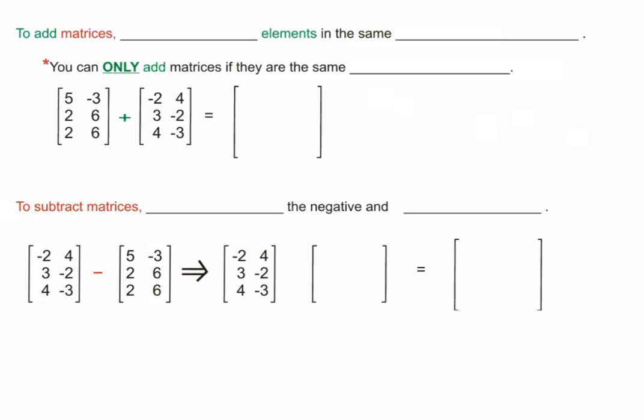All right, so maybe you don't understand all of what matrices are, but I got to tell you, to add them is really easy. To add matrices, add elements in the same location. Gee, that's tough. However, there is one thing. You can only add matrices if they are the same dimensions.